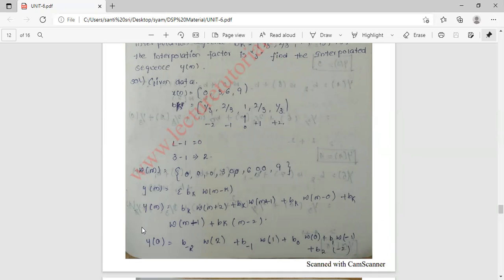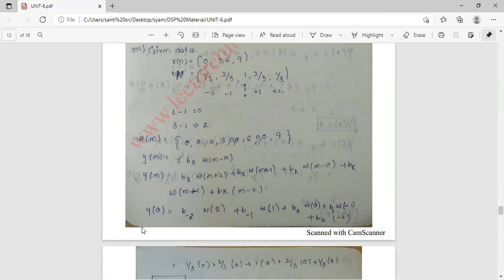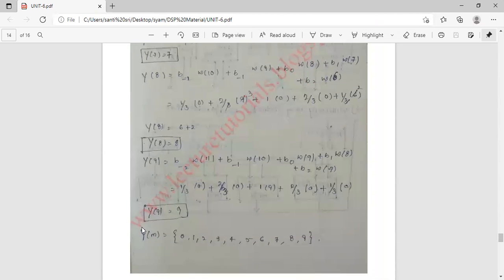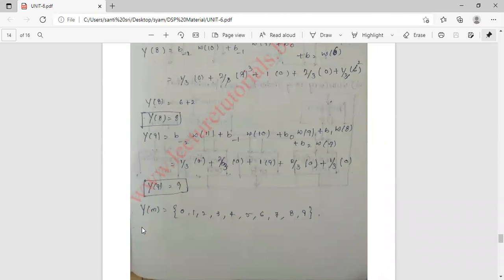After that, the Y of M formula is there: sum over k from 0 to M, Bk into W of M minus k. The Bk values are already there, so we can calculate these values, so that finally we will get Y of M is 0, 1, 2, 3, 4, 5, 6, 7, 8, and 9. Right? These are very simple problems.